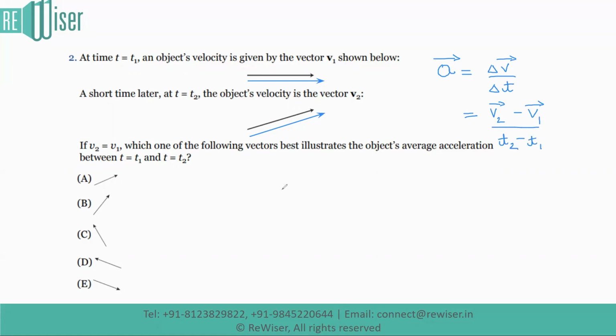Now, this being the case, we understand that acceleration a's magnitude can be found out by physical substitution in the given formulas, but the direction of the acceleration will have to be found out through vector subtraction. So let's draw a vector diagram to illustrate the same. So this is v1. Now let's assume that this is v2.